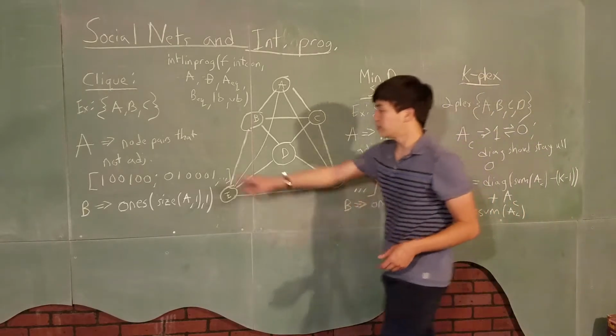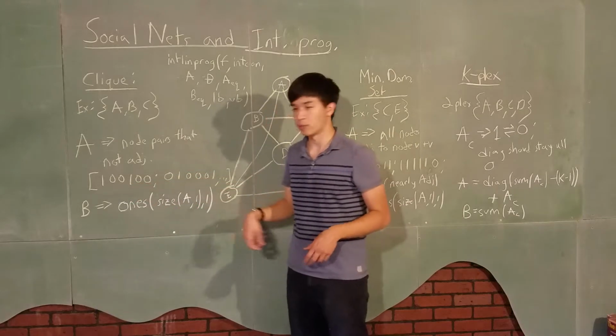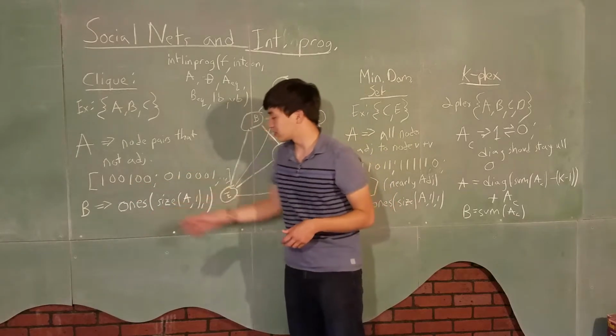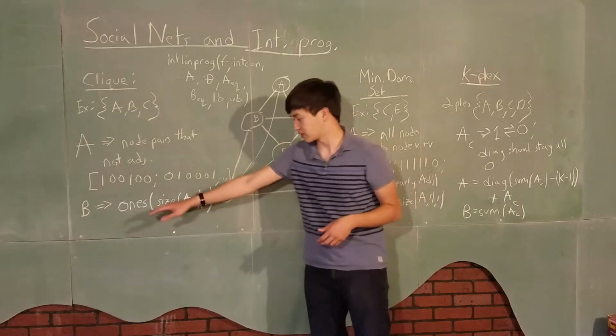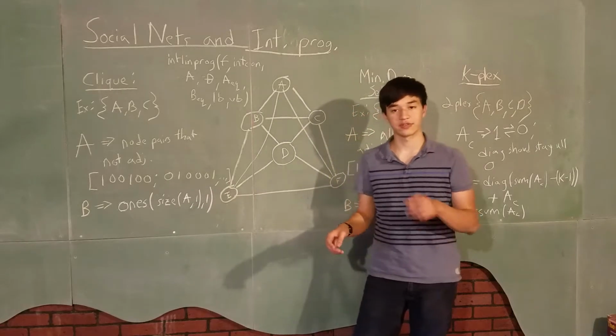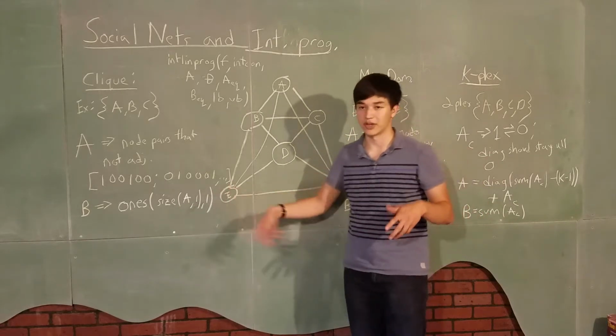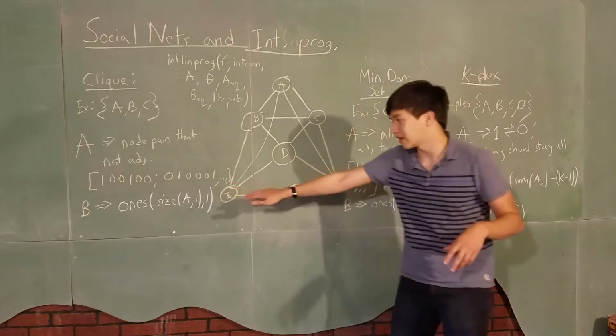And then once you've created A, where we show all these node pairs that are not adjacent, B turns out to be pretty simple. All you're going to be doing is constructing a ones matrix that's the size of A in the first dimension, and it's only going to be 1 row long. So that's not too complex.